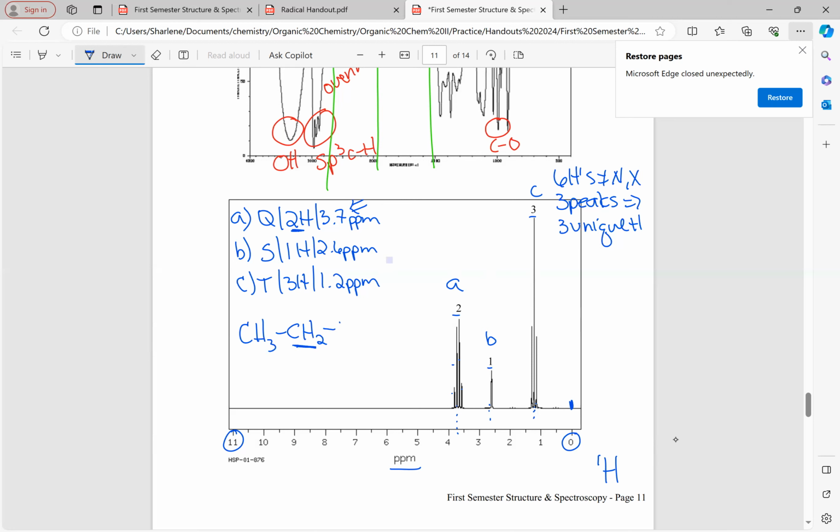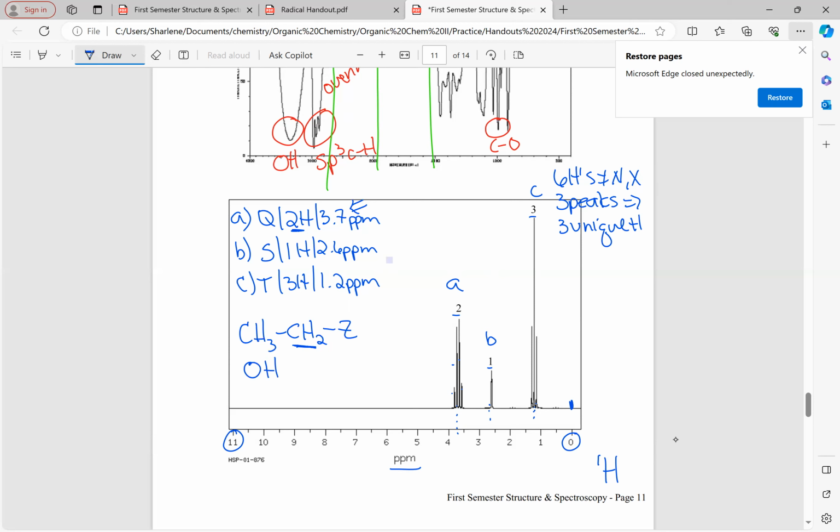And then it has to be next to something electronegative for it to shift. So that is responsible for A. Now B, how do you get a singlet? Well, you don't have any neighbors or you're a heteroatom. And this one is at 2.6, so that is very indicative of an OH.